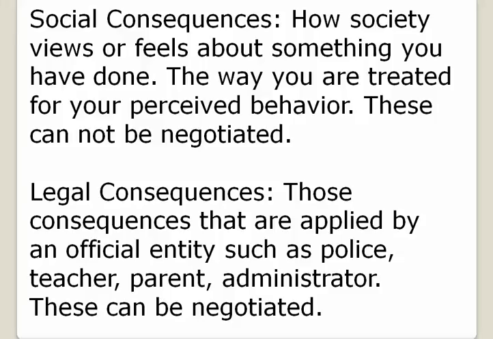Legal consequences, because it's not generally an emotional thing, can be negotiated. For instance, when you get in trouble at home and you get grounded, or whatever other punishment your parents want to give you, you have probably attempted at some point or another to negotiate the punishment down to something not as painful for you. Let's go ahead and see about applying these.